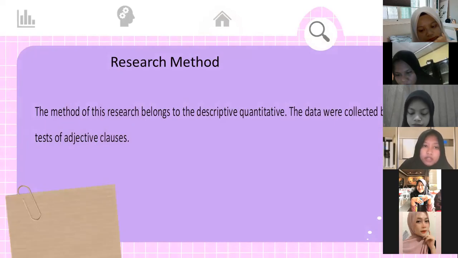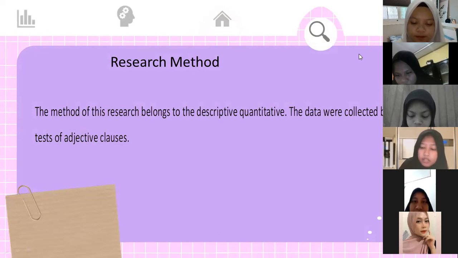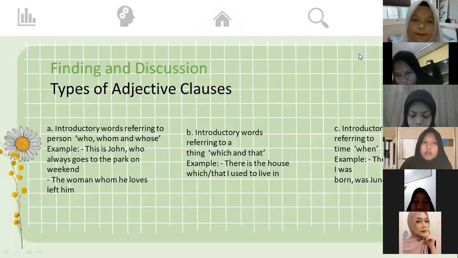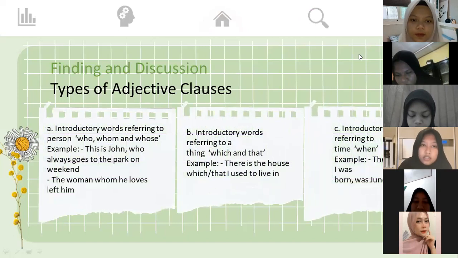Research method. The method of this research belongs to descriptive qualitative. The data were collected by using tests of adjective clauses. And then findings and discussions.